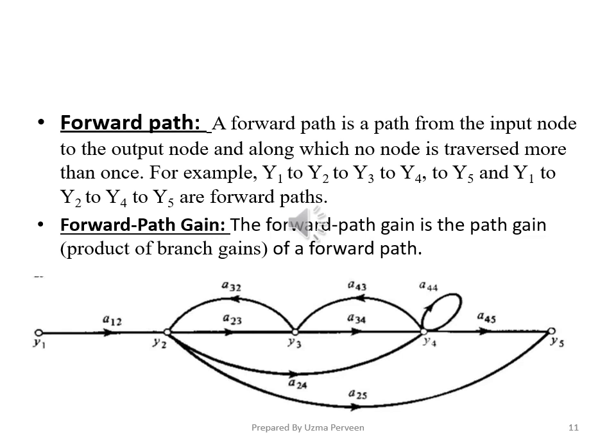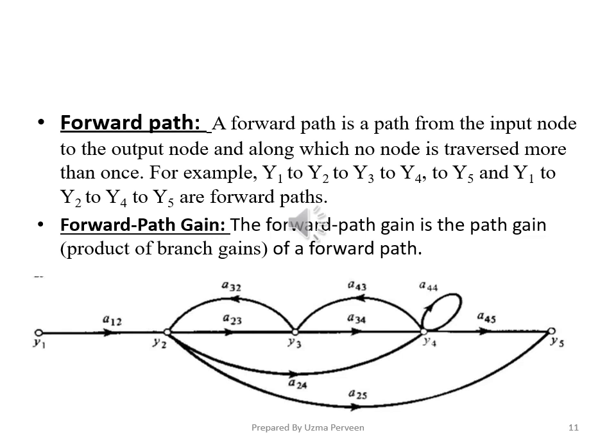Again, this is starting from input node y1 and ending at y5, the output node, and along which no node is traversed more than once. That is, all the nodes are traversed only once. And the forward path gain is actually the path gain of the forward path. It means that the product of all the branch gains encountered along a specific forward path is called the forward path gain.